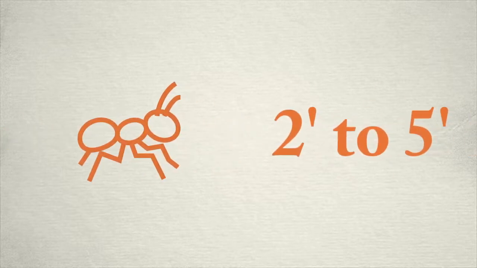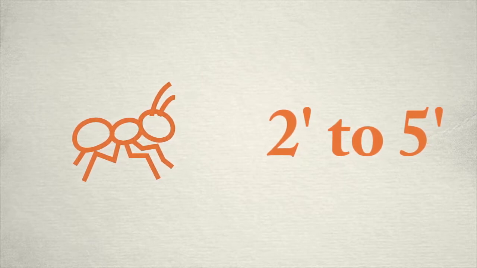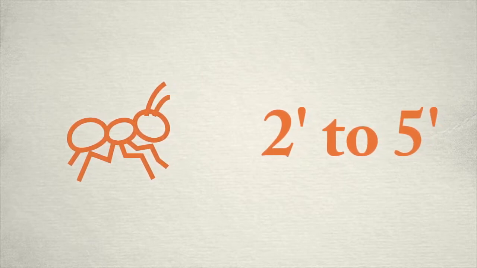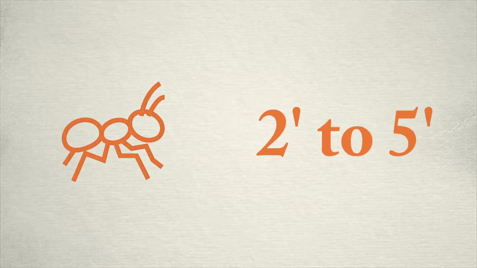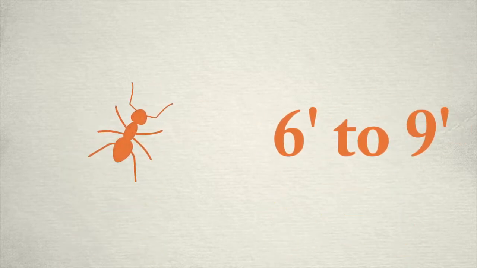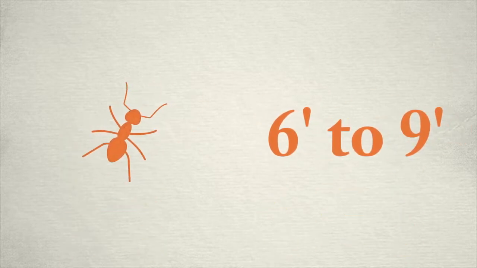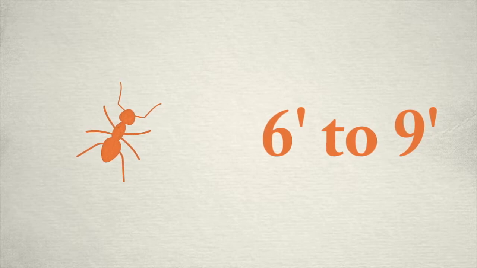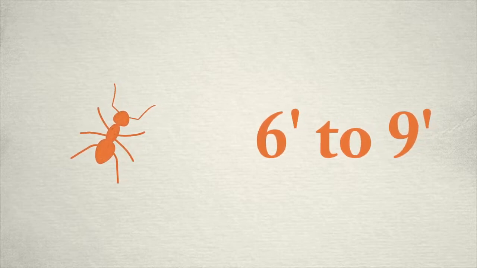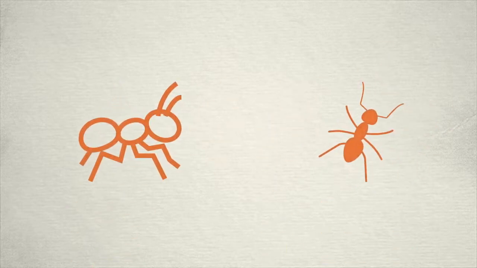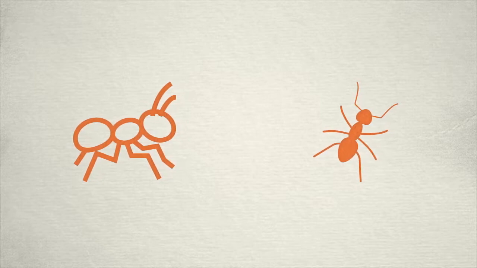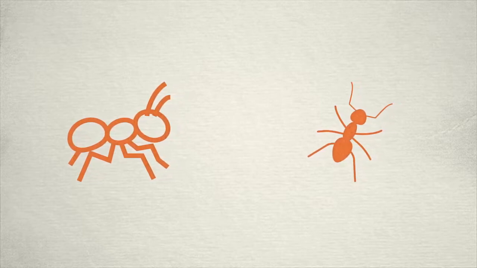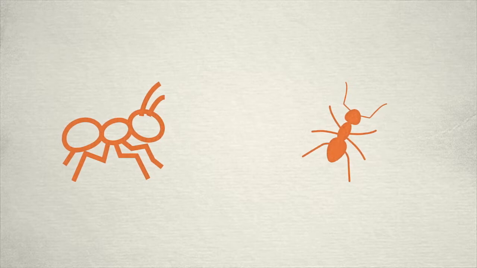Imagine an ant walks in a straight line along a ruler from the 2-foot mark to the 5-foot mark. That ant has traveled 3 feet. If another ant does the same thing from the 6-foot mark to the 9-foot mark, it too has traveled exactly 3 feet. We can say that both ants traveled the same distance because, on our measurement scale, the gaps between the points of measurement are equal.